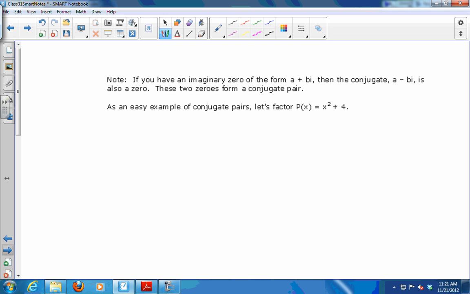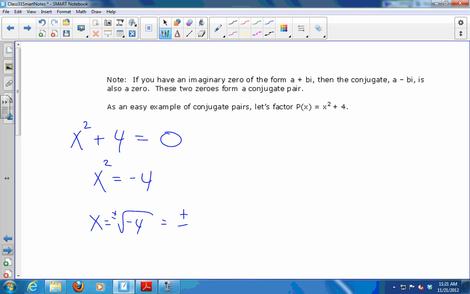So for example, x squared plus 4. I want to find its zeros, right? So I solve this thing. I get x squared equals negative 4. So x is plus or minus the square root of negative 4, which is 2i. So I have two zeros, 0 plus 2i and 0 minus 2i. Conjugate pairs. So anytime you get a complex number as a zero, its conjugate is also going to be a zero. Complex zeros come in conjugate pairs.